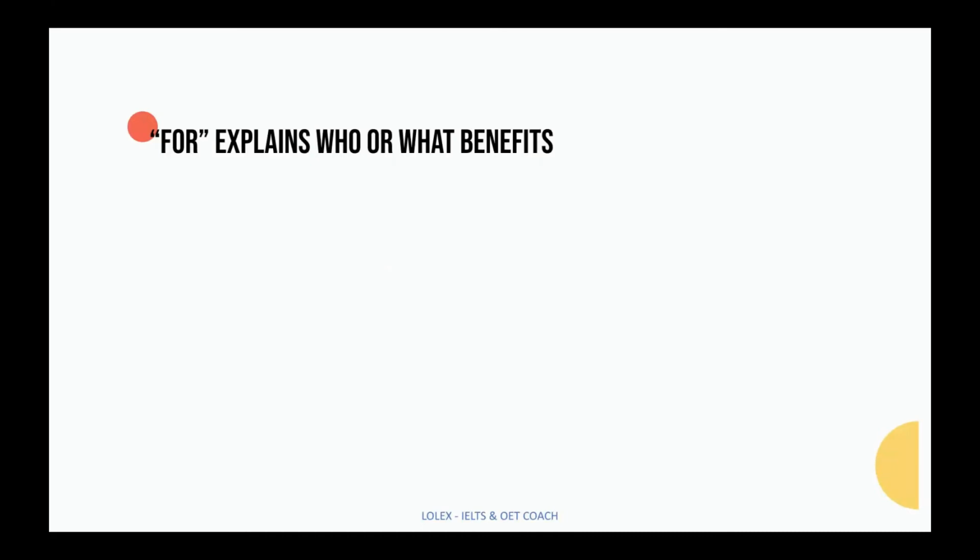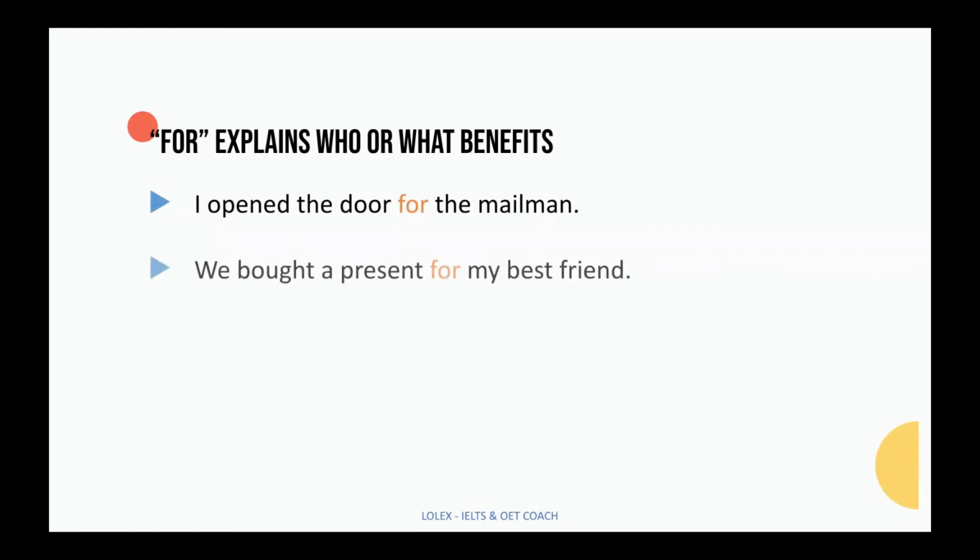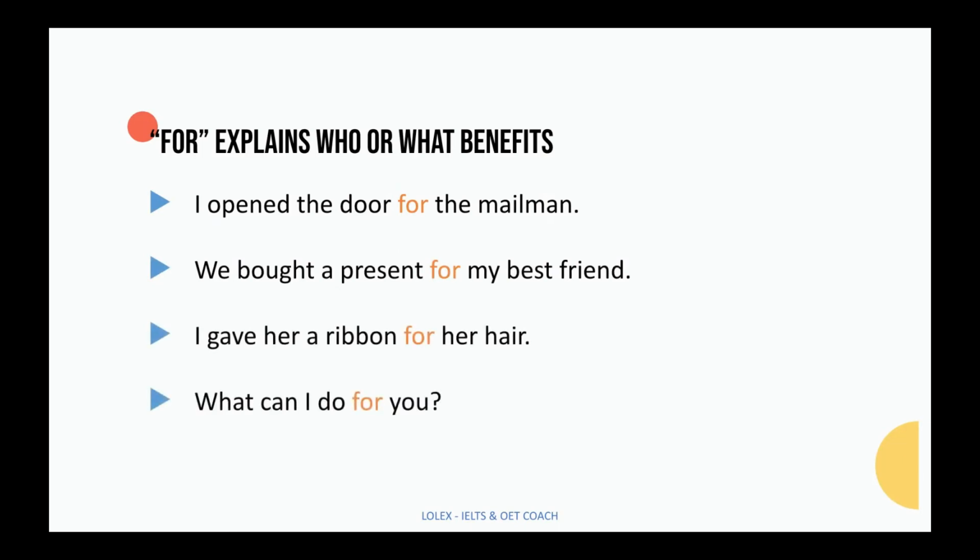For explaining who or what benefits. It's very common to use for to explain who or what benefits from an action. These examples show you how you can do this. I opened a door for the mailman. We bought a present for my best friend. I gave her a ribbon for her hair. What can I do for you? I cleaned out the car for my mom.